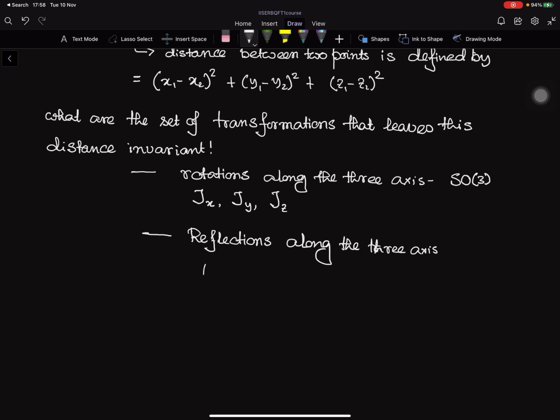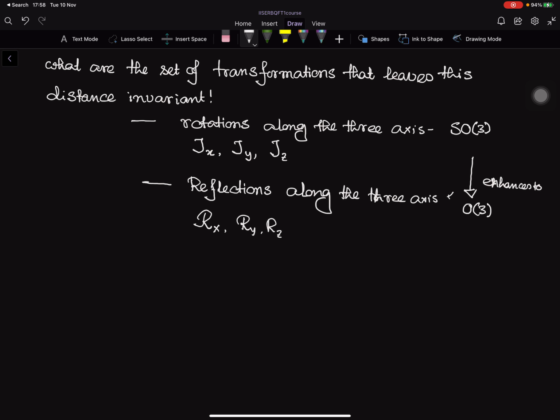and these generators we denote Rx, Ry, or Rz. In the presence of these transformations, SO3 enhances to O3. So we'll discuss basically representations of SO3 and then later representations of O3. The representation of SO3 is something you have already learned in your quantum mechanics course, so let's just review briefly.